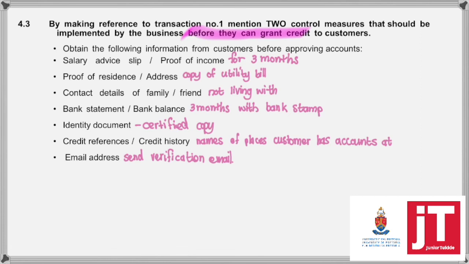Then bank statements, 3 months with the bank stamp. And why is it important to have the bank stamp? So that it's verified that it's true. Then your identity document, a certified copy, yet again to verify that this is the person. And then a credit reference or credit history. So in other words, names of places customers has accounts at. So if they have other accounts, they must list them.